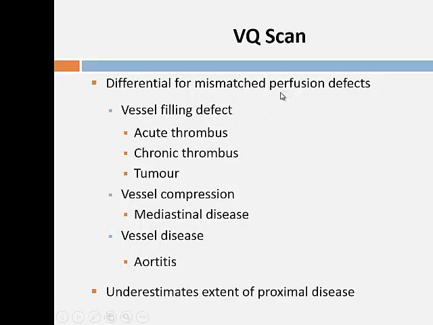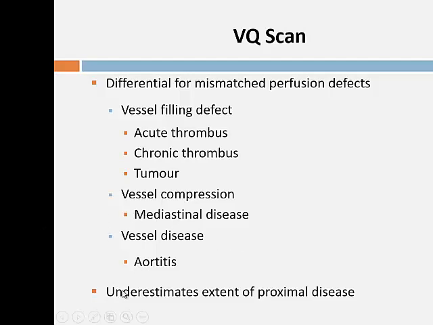So there's a big differential for mismatch. Obviously thrombus is in there, but you need to think about weird things like tumours that can give you a similar appearance. Mediastinal disease, especially like fibrosing mediastinitis, and also even aortitis. So the key is, just because it's a positive VQ doesn't always mean it's thromboembolic, but certainly that's the most likely thing. But you may still need to go on to do a CT, even though you've confirmed a PE or what you think is a PE based on the VQ.